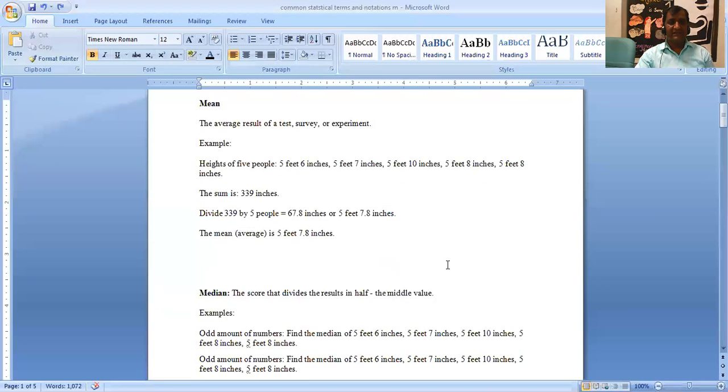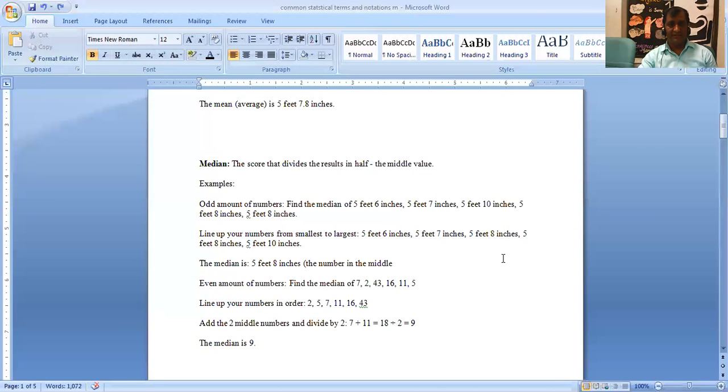The second terminology is median, one of the most important common terms. Median is also part of the central tendency. It states that the score that divides the results in half is the median value.